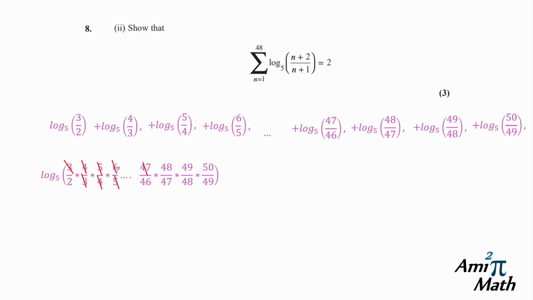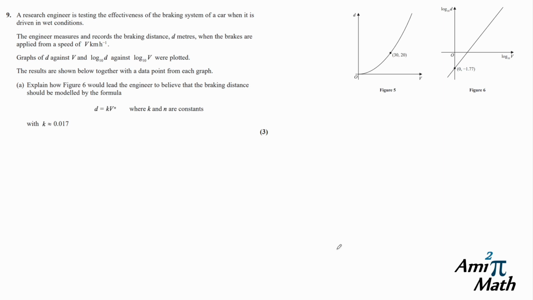You can assume 47 will get cancelled out. You can assume 46 did get cancelled out. 48, 48, 49, 49. But then there's no value for 50, and there's also no value for 2. So it's just 1 over 2 times 50, which gives you 50 over 2. And this will give you log 5 of 50 over 2. Can't forget the log 5. And this becomes log 5 of 25. And what number do we know that 5 to the power of gives 25? That is just 2. So yes, they both match.